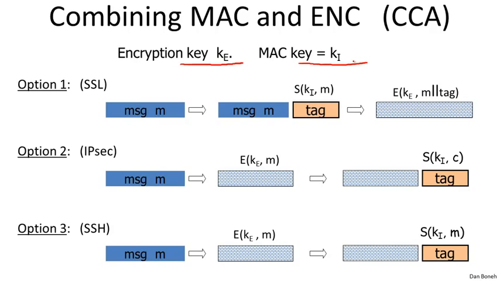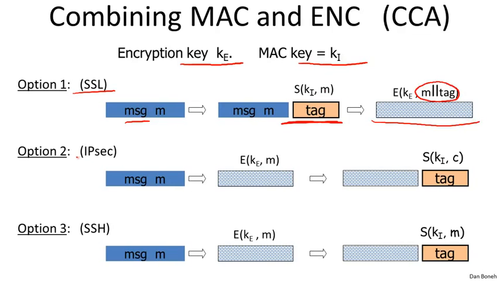So the first example is the SSL protocol. The way SSL combines encryption and MAC in the hope of achieving authenticated encryption is the following. Basically, you take the plaintext M, and then you compute a MAC on the plaintext M. So you use your MAC key, KI, to compute a tag for this message M. And then you concatenate the tag to the message, and then you encrypt the concatenation of the message and the tag. And what comes out is the actual final ciphertext. So that's option number one.